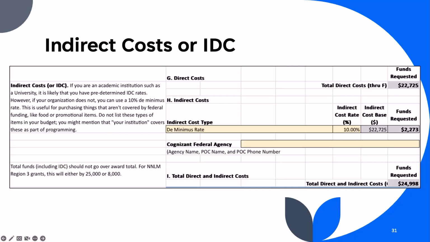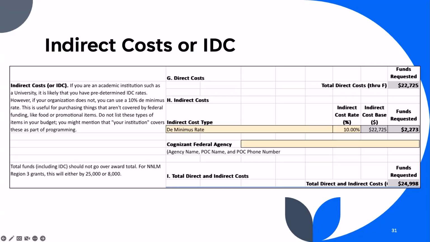So for the budget purposes, we have indirect cost rate. Just for example, we just put in the de minimis rate of 10%. And here's one other thing I will say for this section: sometimes we have submissions where people calculate the IDC based on the award total and not their actual project total. For this particular example, the total direct costs so far is 22,725. We take 10% of that number, and that's how we get our total funds requested for IDC, which is 2,273.